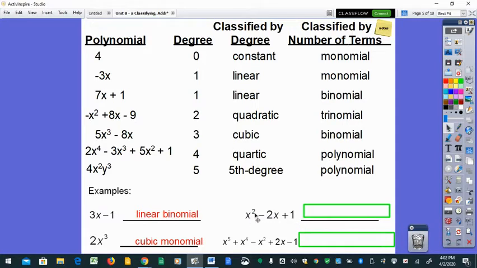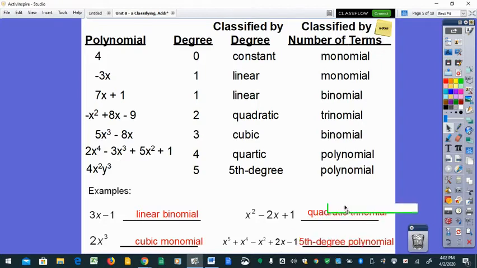Highest degree is a 2, so he'd be a quadratic, 3 terms, quadratic trinomial. Highest degree is a 5, so he's going to be a 5th degree, and we're beyond the trinomial, so he's just a 5th degree polynomial. How'd you do?